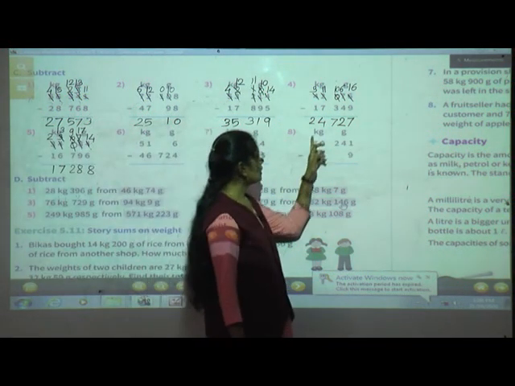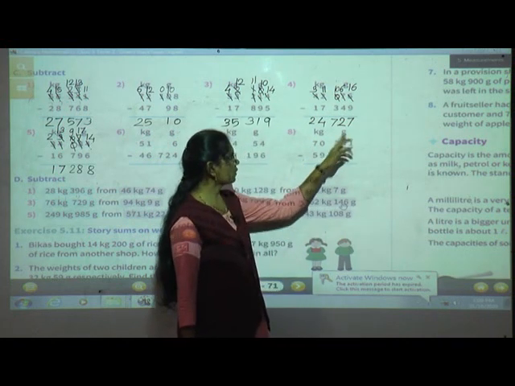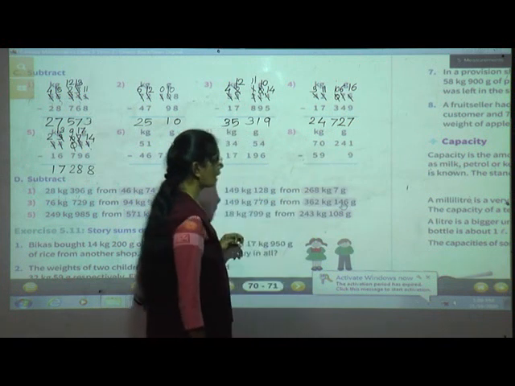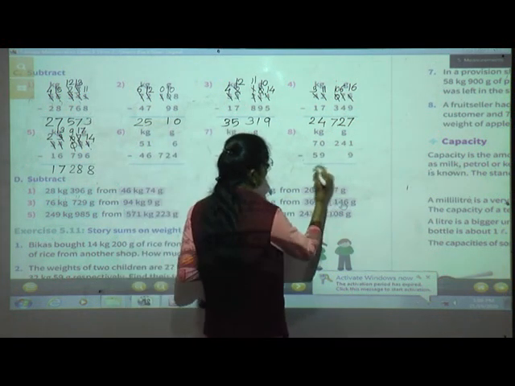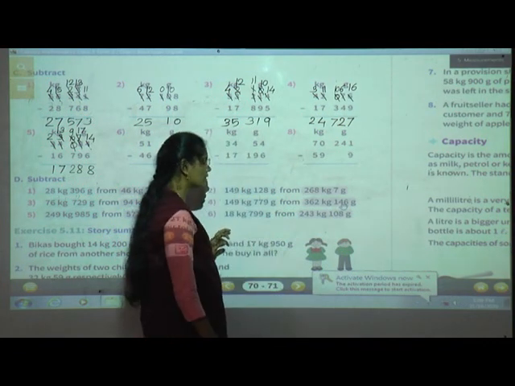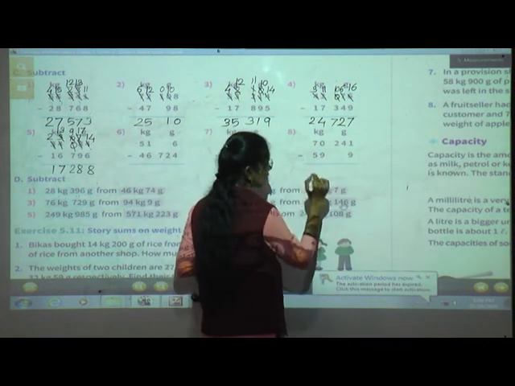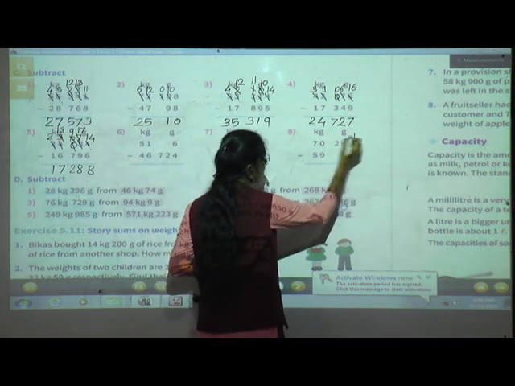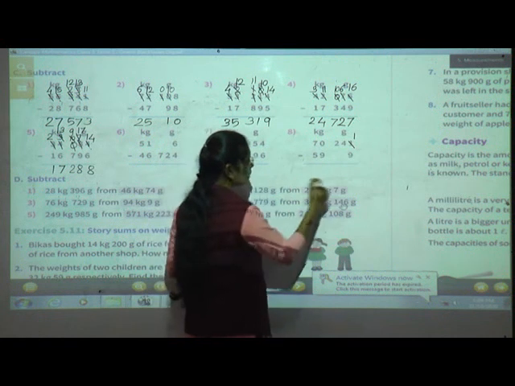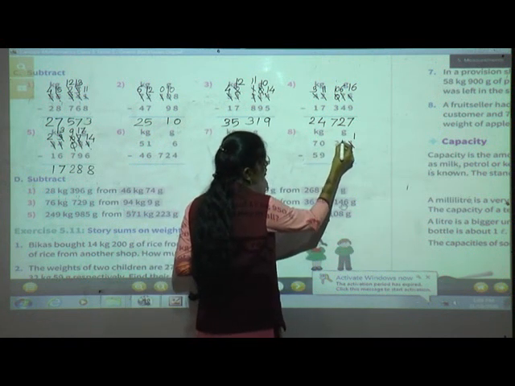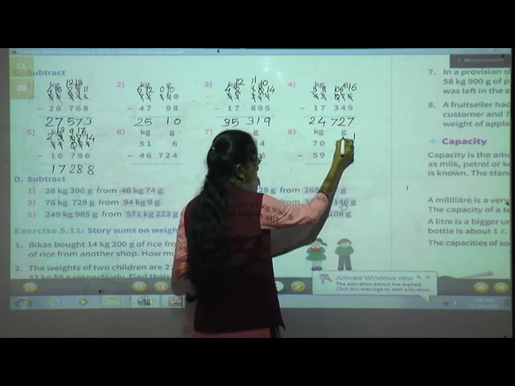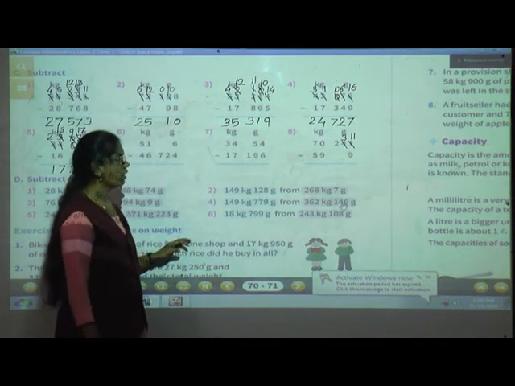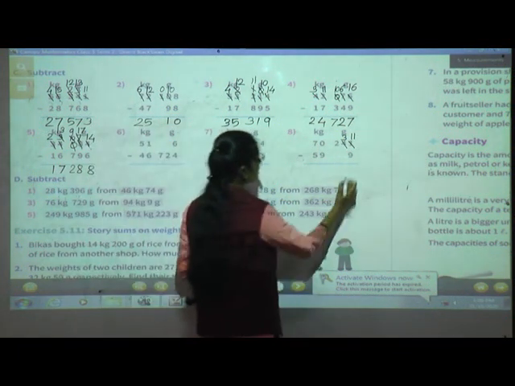See here 70 kilogram 241 gram minus 59 kilogram 9 grams. Okay, now start from the grams. First we'll subtract the grams. 1 minus 9. 1 minus 9 is not possible. So just cut this 1, write as it is. Then go to the neighbor. Here the neighbor is having 4. So take one borrow from the neighbor. 4 minus 1, here 3 will remain and this 1 will become 11. Now 11 minus 9, yes, 2.